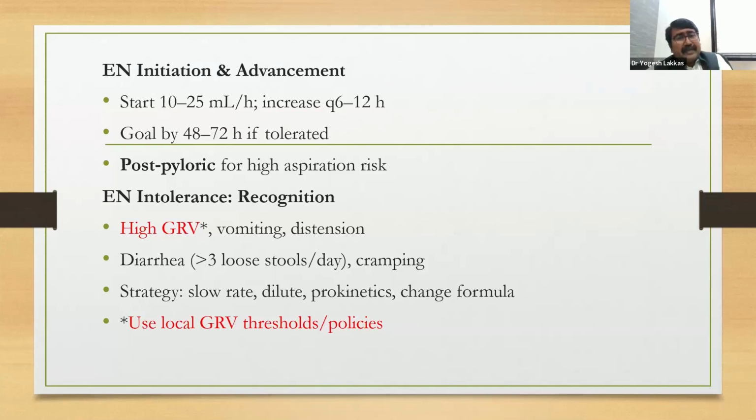Recognition of enteral nutrition intolerance is very important. High gastric residual volume, vomiting, and distension of the abdomen can be there clinically, and diarrhea, with more than 3 loose stools per day, can be there. Strategy: slow the rate, dilute it, use prokinetics, change the formula. Use local GRV thresholds and policies. Whatever you practice in your ICU, that will matter.